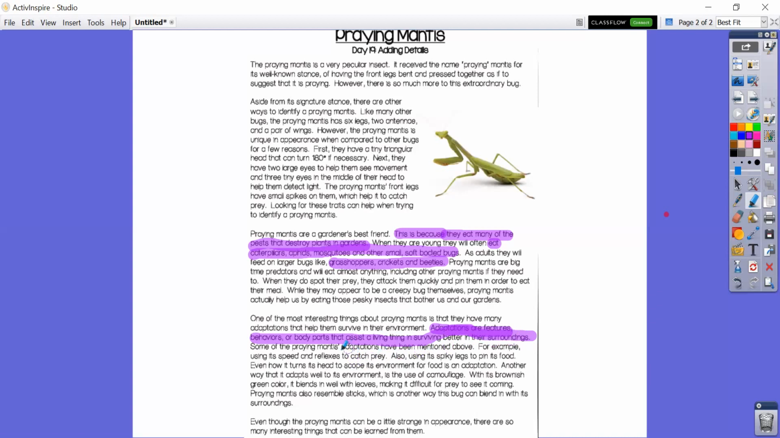So then it goes on to talk about the praying mantis having specific adaptations, and then it gives examples. So using phrases like "for example" is a really good way to point that out to the reader, and it gives you as the writer more time to give very specific details for your informational writing.